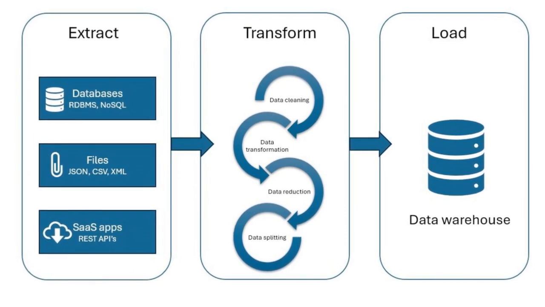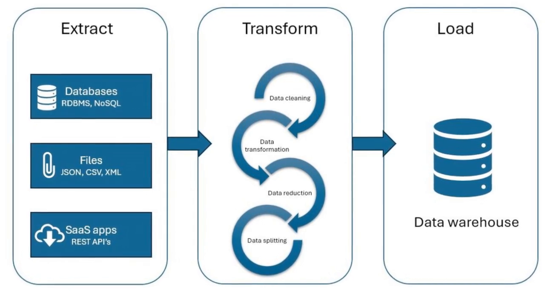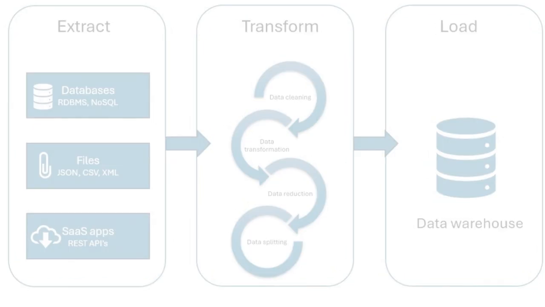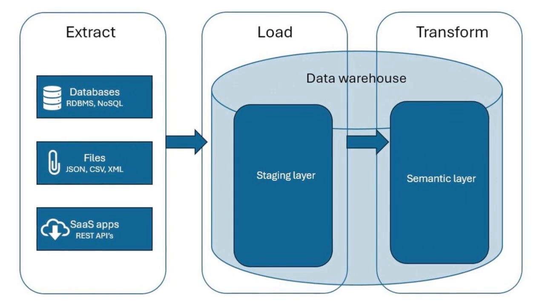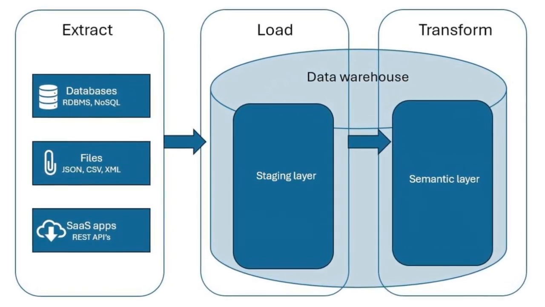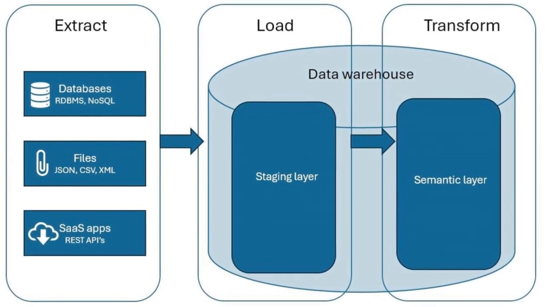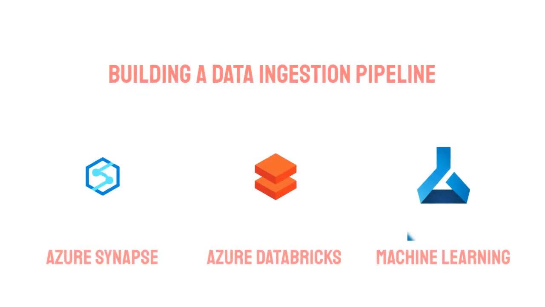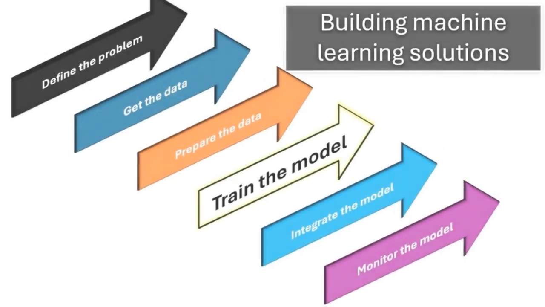Before you can use data, you need to prepare it. A common and effective method is called ETL, Extract, Transform, Load, or ELT, Extract, Load, Transform. This process ensures your data is clean and ready for analysis, which is essential for things like training machine learning models. To move and prepare data, you can build a data ingestion pipeline. This is a series of automated tasks that handle the data flow. You can run these pipelines manually or on a schedule using Azure services like Azure Synapse Analytics, Azure Databricks, and Azure Machine Learning.